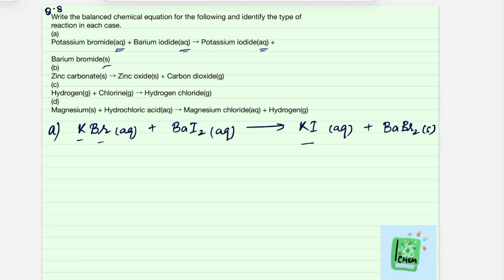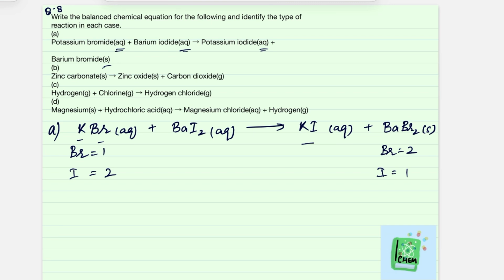Now to balance the reaction, the number of potassium atoms on both the sides is the same, the number of barium atoms is also the same, but the number of bromine atoms on the product side is 2, whereas on the reactant side it is 1, and the number of iodine atoms on the reactant side is 2, whereas on the product side it is 1.